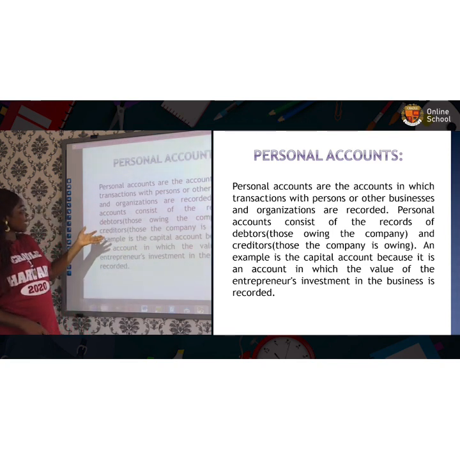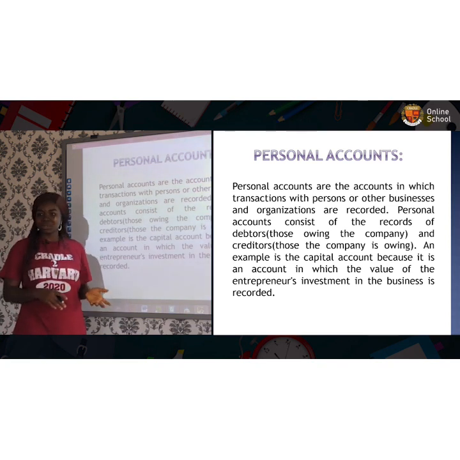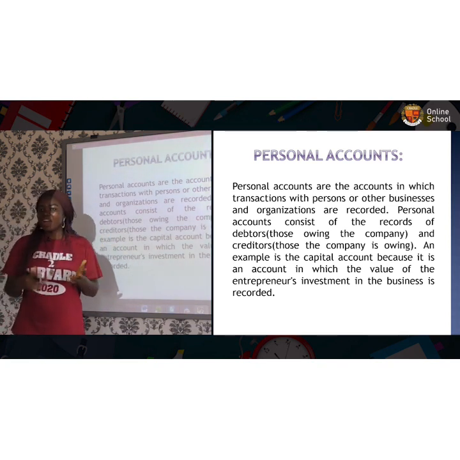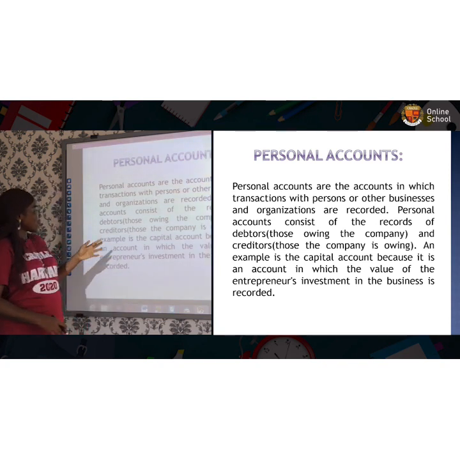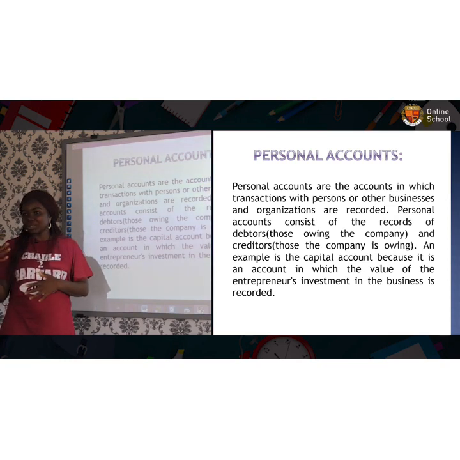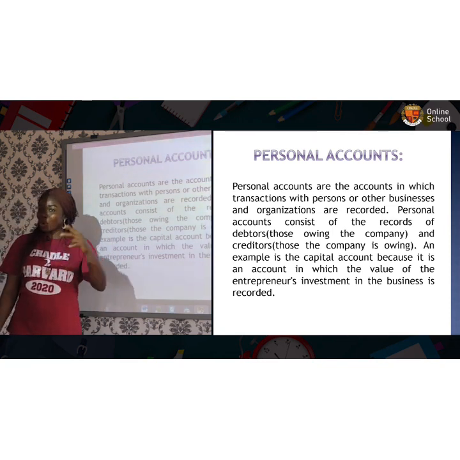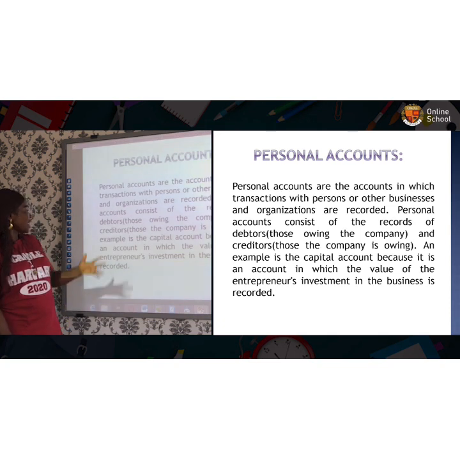Now, these personal accounts also consist of the records of the debtors. Who are your debtors? Those that are owing the company. Everybody that is owing your business is your debtor, while creditors are those that you are owing. Do you understand? So the two main categories of personal accounts are debtors, those that are owing you, and creditors, those you are owing.